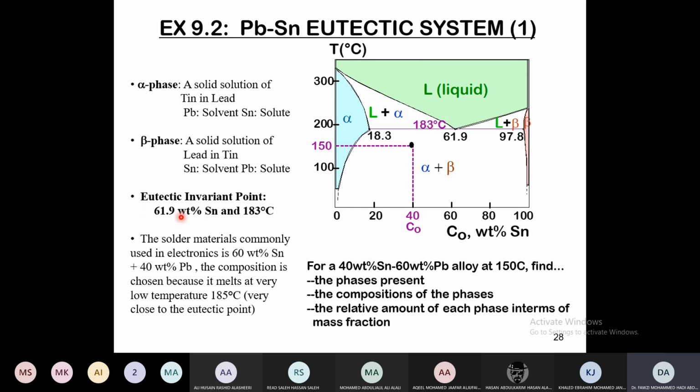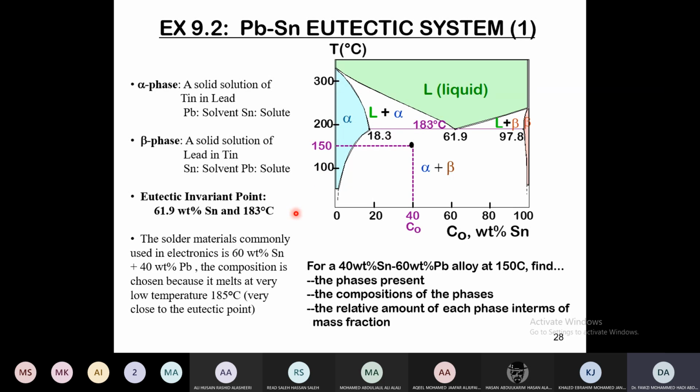The eutectic invariant point occurs at 61.9% by weight tin, and of course the rest will be the lead, and it occurs at 183 degrees centigrade, which is that temperature. The eutectic isotherm, that line, occurs at 183 degrees centigrade.